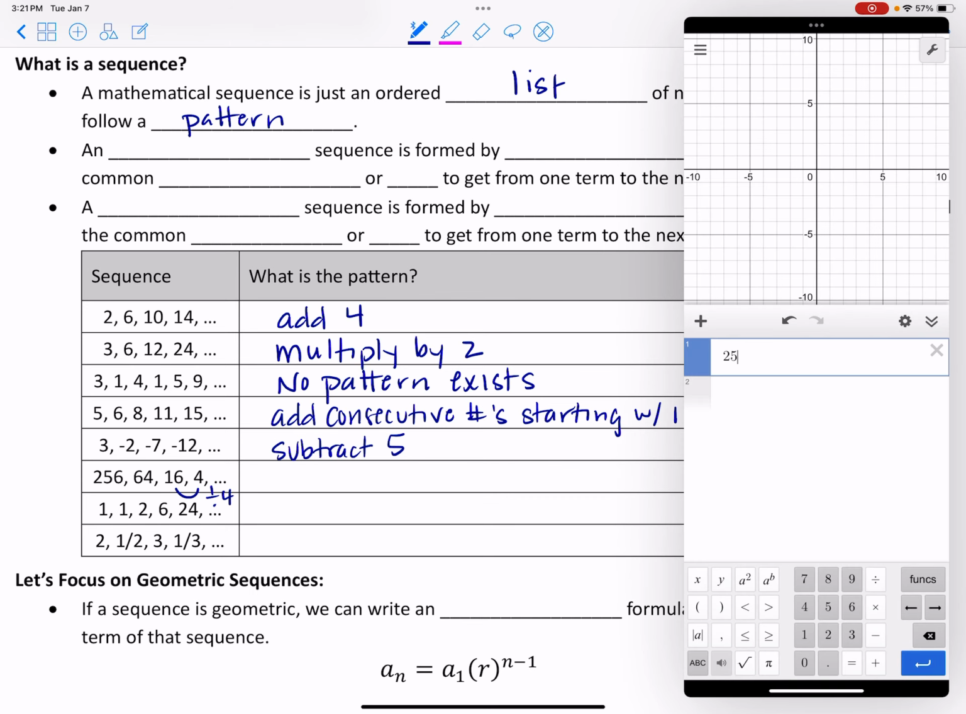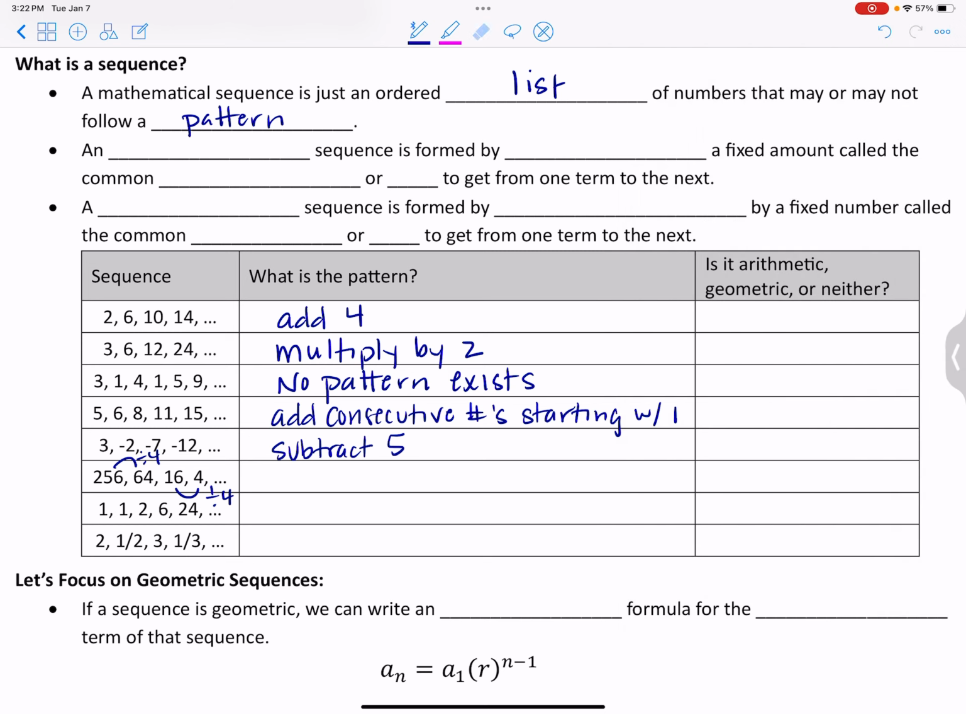If I take 256 and divide it by 4, I do get 64. So I divide by 4 here. If I take 64 and then divide by 4, I get to 16. And obviously 16 divided by 4 is 4 again. So that's a nice pattern. We are dividing by 4.